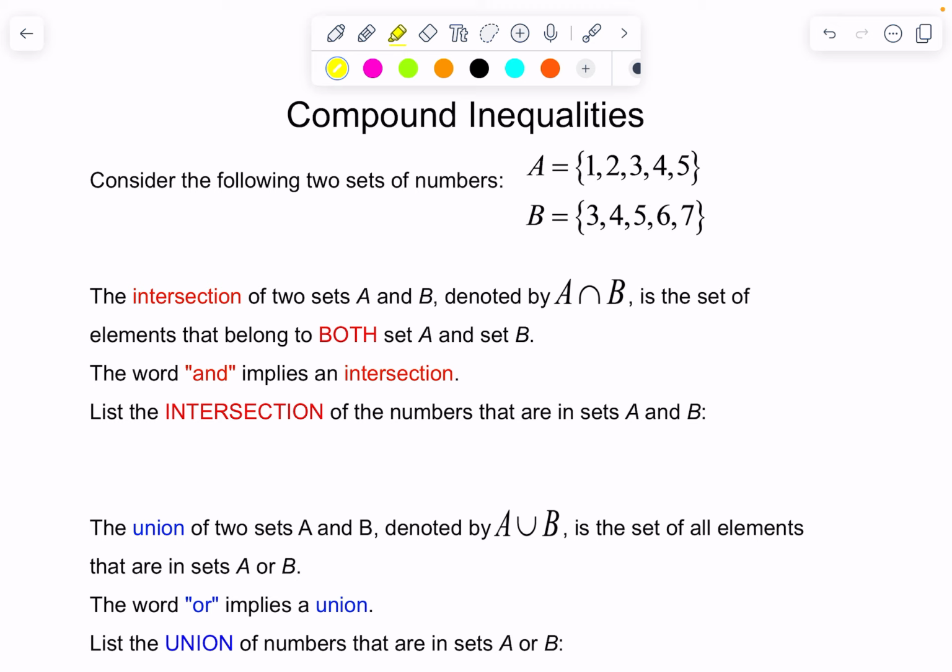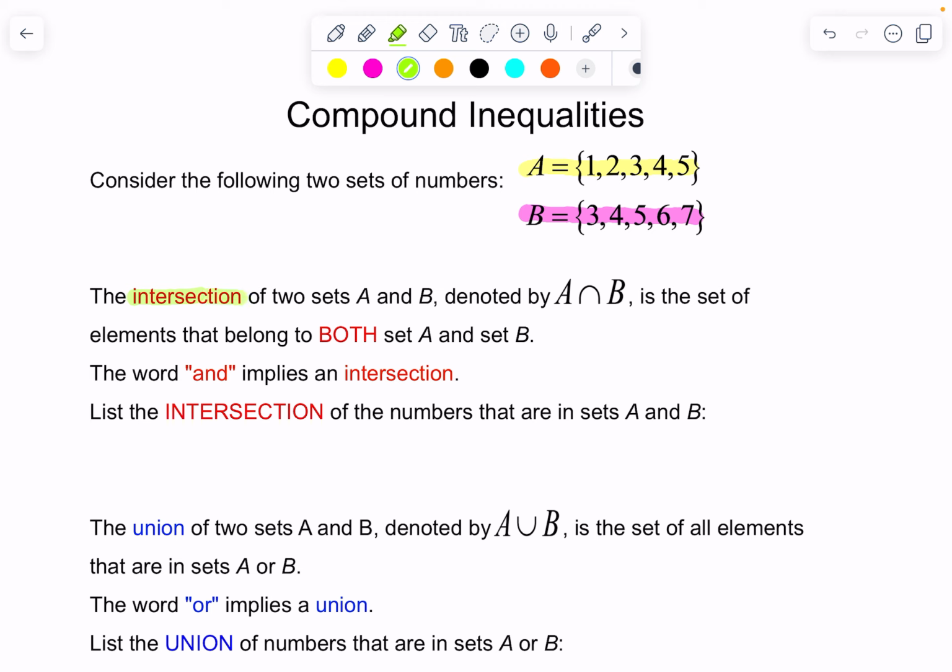Today we're going to learn how to work with and solve compound inequalities. Consider the following two sets of numbers. Set A, which contains the elements 1, 2, 3, 4, and 5, and set B, which contains the elements 3, 4, 5, 6, and 7.